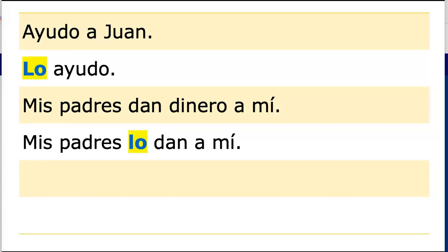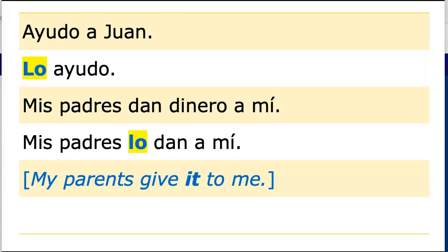And so to replace dinero with a direct object pronoun, again I'm going to use lo, and now it's going to stand for it. My parents give it to me.